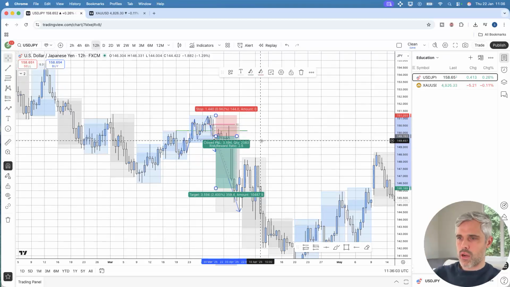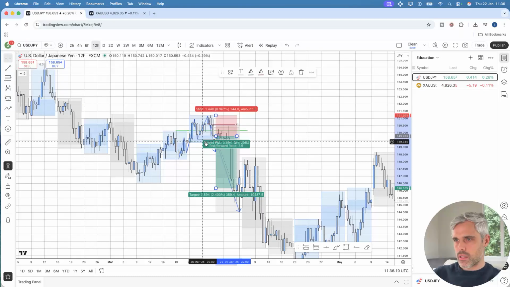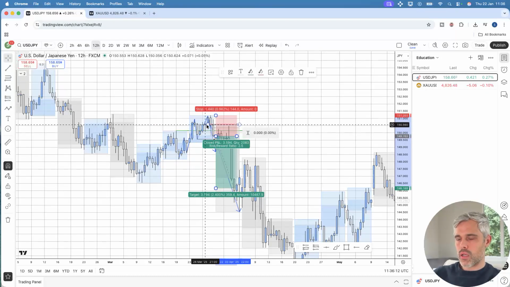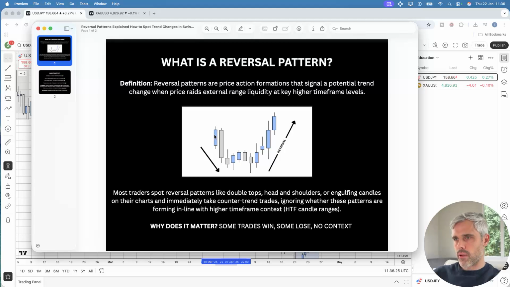So the reversal steps right here are waiting for a raid of external range liquidity, a close, a second close right here in this candle, whereby we see a confirmed liquidation of this high. And then we're just looking for shorts to ride the continuation of this reversal trend. So that's how this plays out. But let's look at a bit of theory.